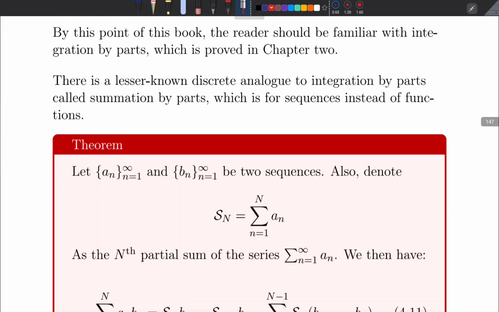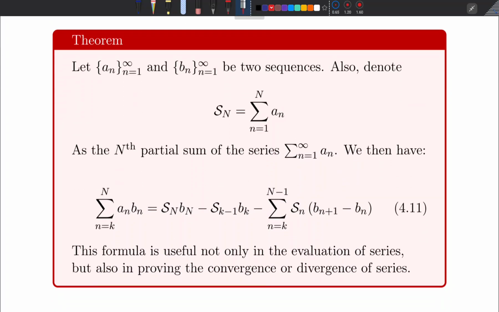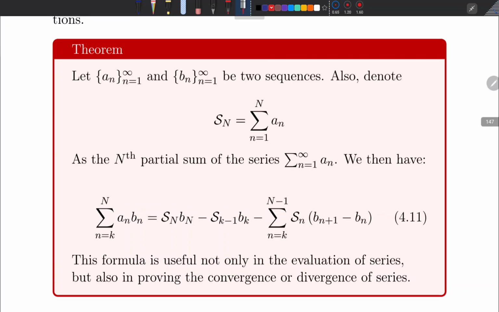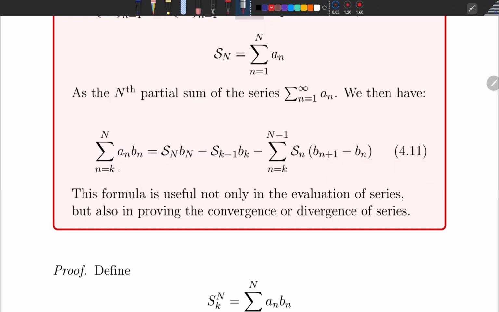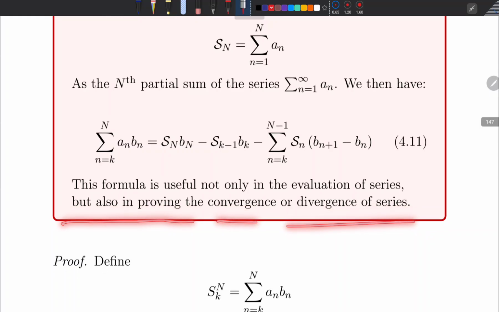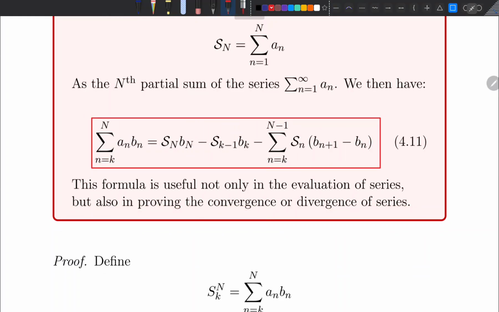And now, as summation by parts, we have s sub capital N equals the sum as n goes from 1 to capital N of a sub n, the nth partial sum of this series. We then have this, used not only in the evaluation of series but also in proving convergence and or divergence of series. So yeah, this is amazing. This is important.